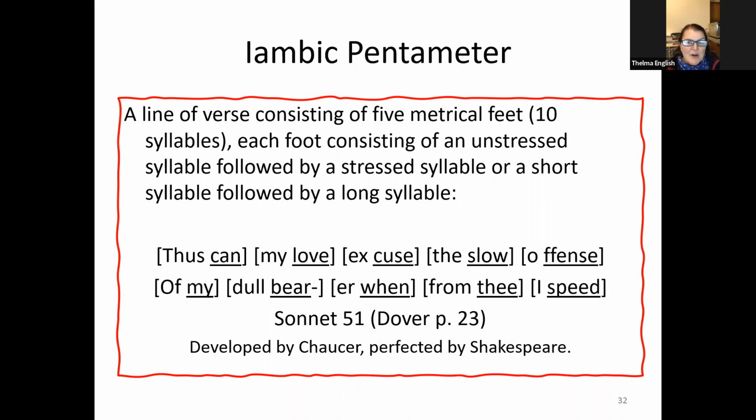Remember, this sonnet was developed by Chaucer and then was perfected by Shakespeare. So this is what you're looking to write: 5 metrical feet, each line has 10 syllables.